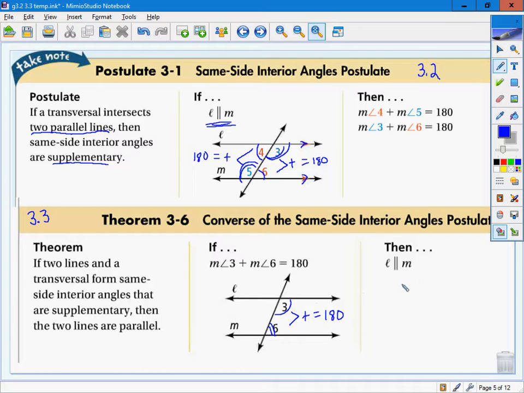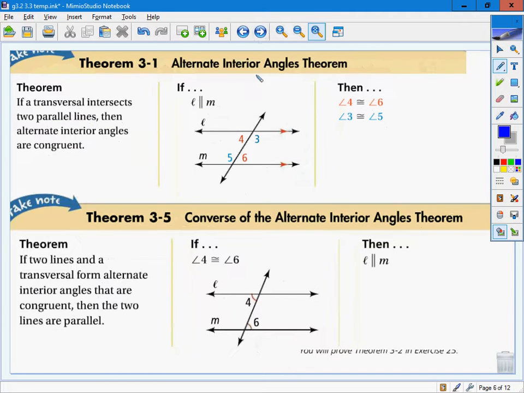Makes no sense to teach this in 2 separate sections when one says if I have parallel lines, same side interior adds up to 180. And in the next section it says if same side interior adds up to 180, then the lines are parallel. They're exact opposites of each other. Everybody see the connection between the 2?